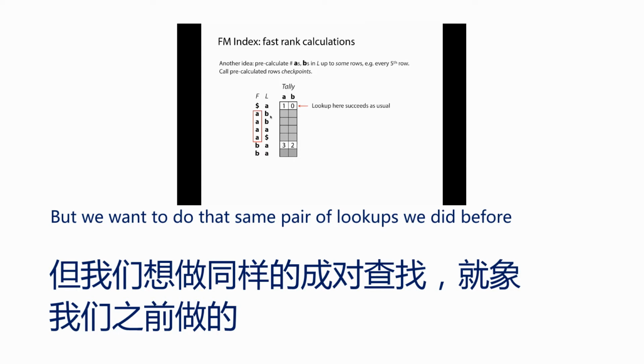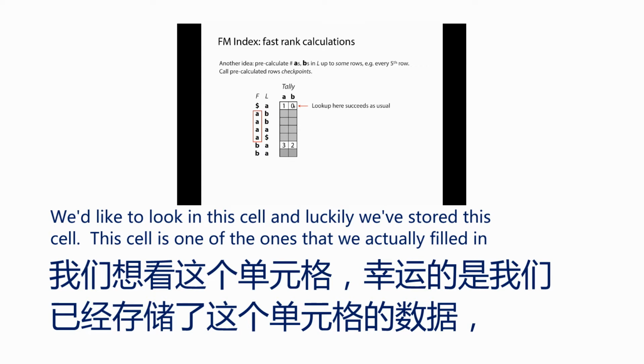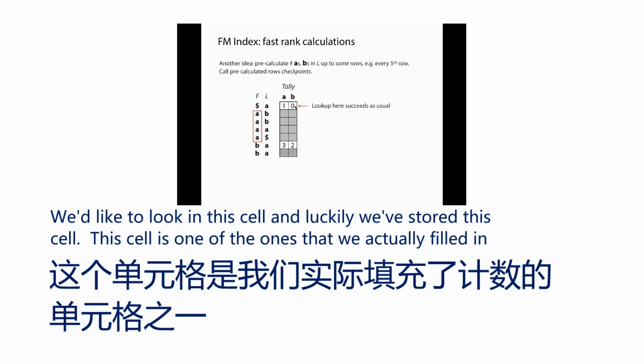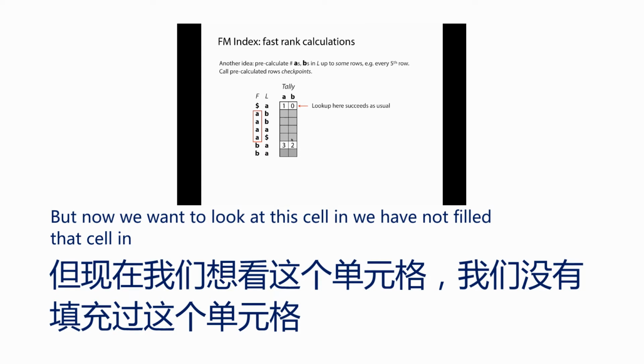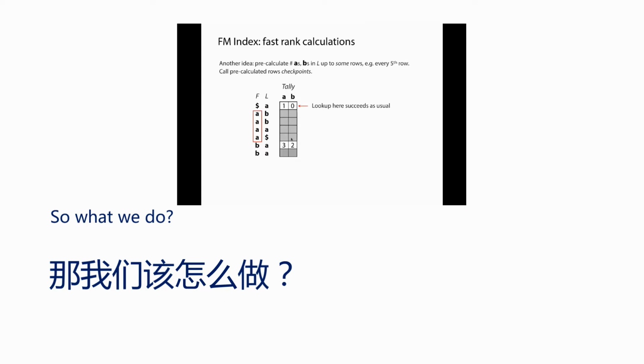But we want to do that same pair of lookups we did before. We'd like to look in this cell, and luckily we've stored this cell. This cell is one of the ones that we actually filled in. But now we want to look at this cell, and we have not filled that cell in. So what do we do?